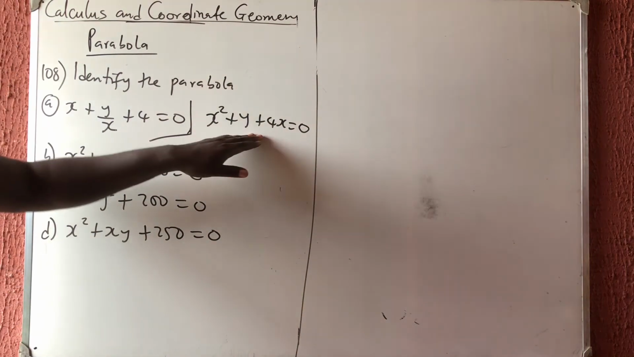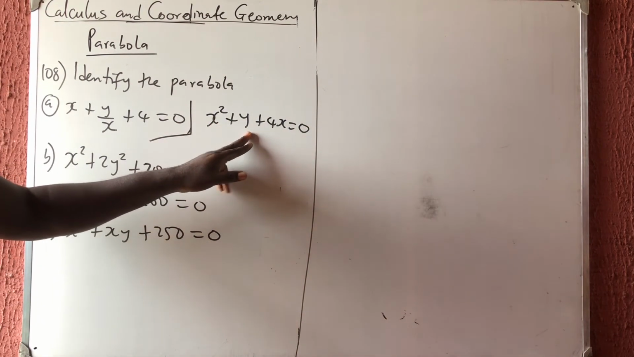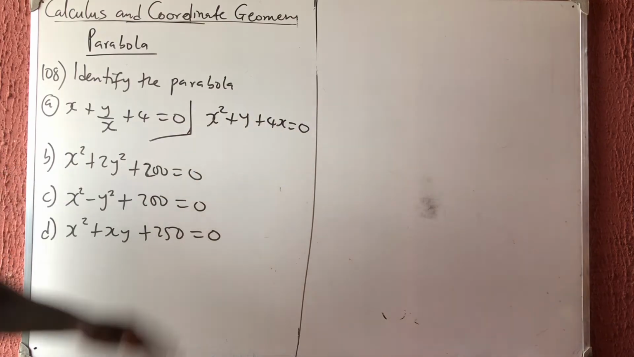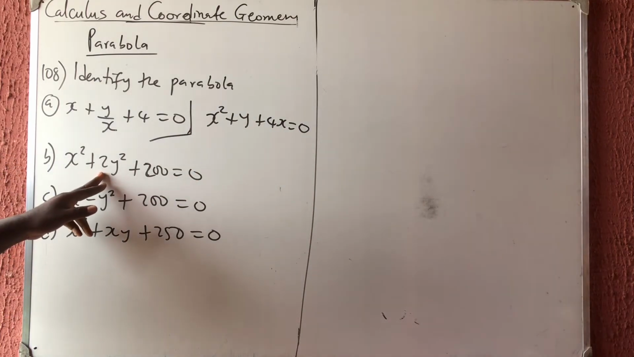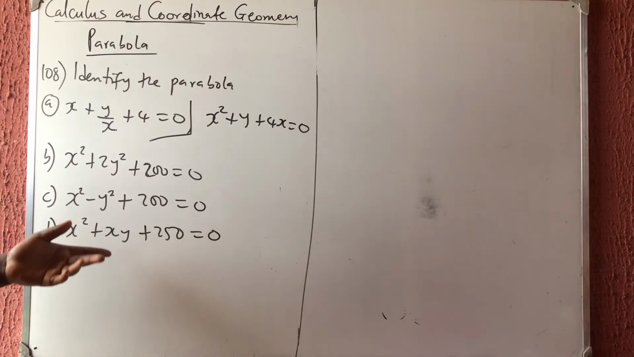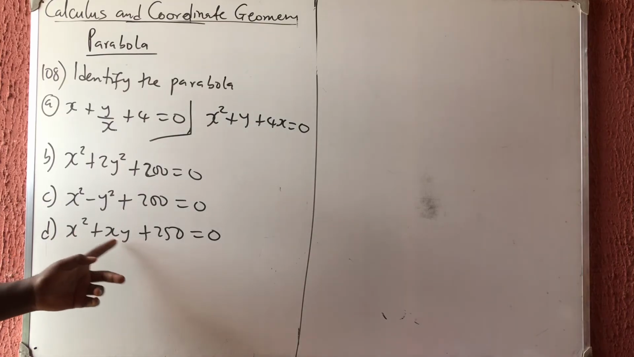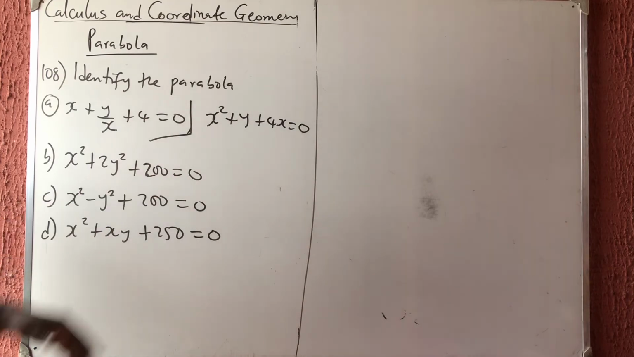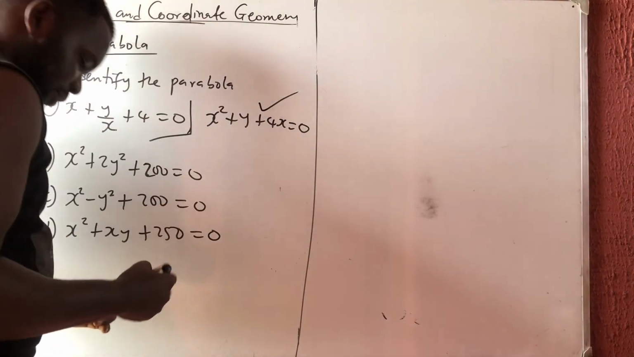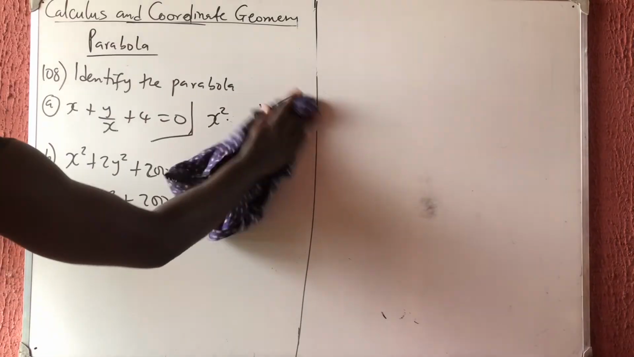So check this one. Is it a parabola? Yes, because only x is squared, y is not squared. And there is no place I can see x and y together. Is this one a parabola? No, because x and y are all squared. Is this a parabola? No, x and y are all squared. Is this a parabola? No, because x is squared, but there is a place I have x and y together. So the only parabolic equation here is A. Okay? So we move to the next question.